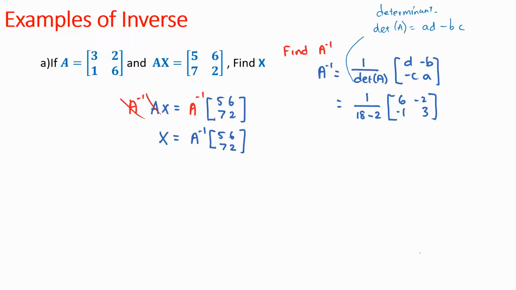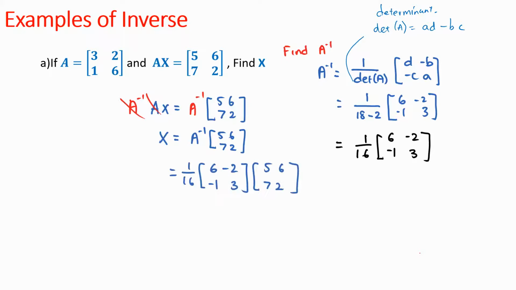And I've worked it out. AD, 3 times 6 is 18. Minus BC, 2 times 1 is 2. That's why I've got 18 minus 2 there. Okay? Here we go. That's my inverse. 1 on 16. I swap the 6 and 3. It's negative 2, negative 1. That's my A inverse. So according to this here, X will equal to A inverse times the resulting matrix.